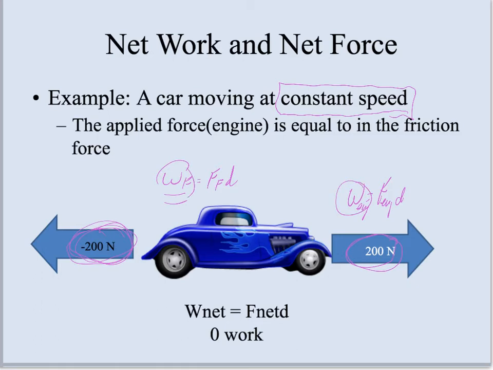But those would just be values for work done by the specific force, like work done by friction and work done by the engine. If you combine the two, where the net force is zero, well, if the net force is zero and you put a zero there, that just cancels everything out and you don't have any work done.